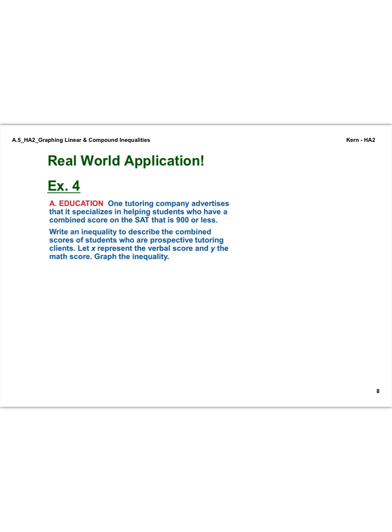All right, so now we have a word problem. A tutoring company advertises that it specializes in helping students who have a combined score on the SAT that is 900 or less. So 900 or less is gonna be less than or equal to 900, okay? Because it could be 900 or anything smaller. Write an inequality to describe the combined scores of students who are prospective tutoring clients. X represents verbal, Y represents math.